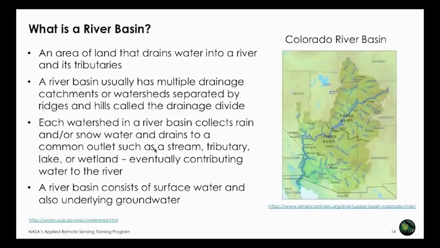A river basin collects rain and or snow water, and it drains into a common outlet such as a stream or a tributary, lake or wetland. Eventually, all this water makes its way to the river that we are talking about. And a river basin consists of not just surface water or stream flow that we see on the surface. It also includes underlying groundwater underneath the basin. So that's also part of the overall river basin water.